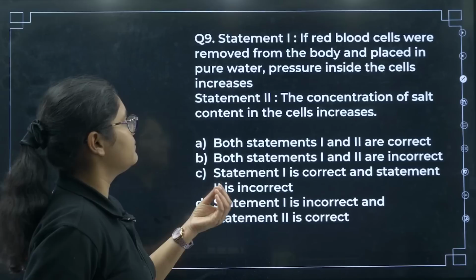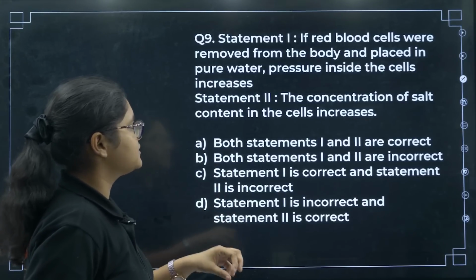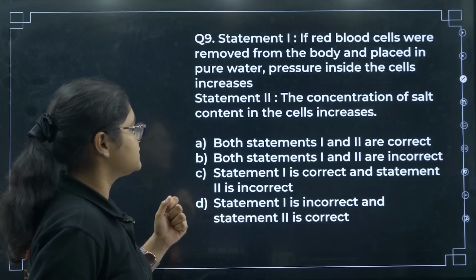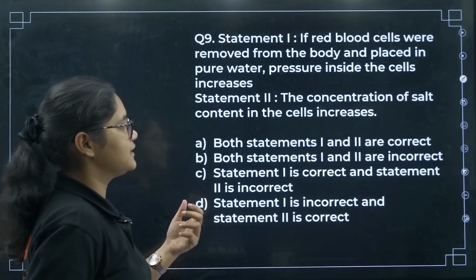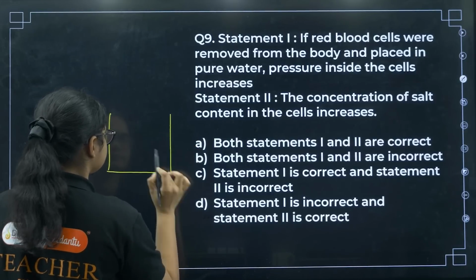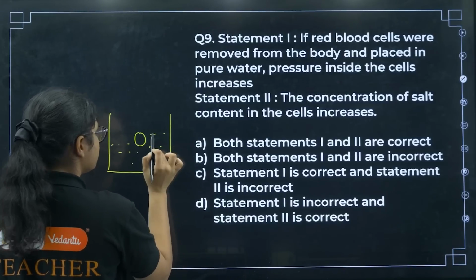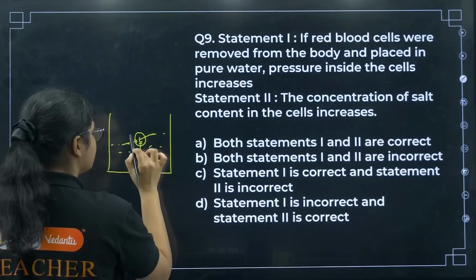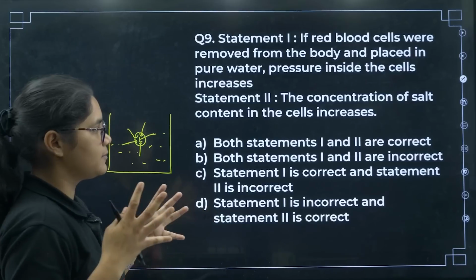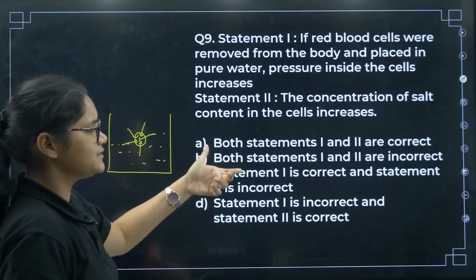Statement 1. If the red blood cells were removed from the body and placed in pure water, pressure inside the cell increases. Statement 2. The concentration of the salt content in the cells increases. Okay, so you have taken pure water. Here your blood cell is there and here pure water is there. So what will happen? Water will flow inside the cell, right? Water will flow inside the cell and that is why the pressure will increase.